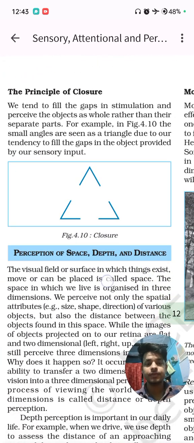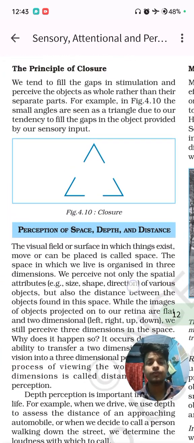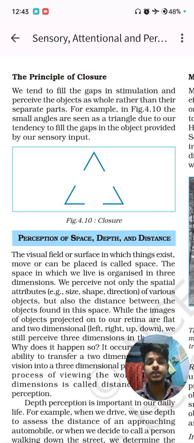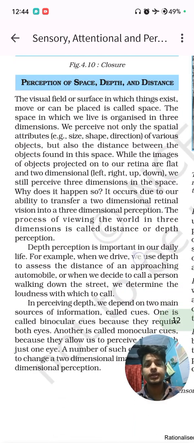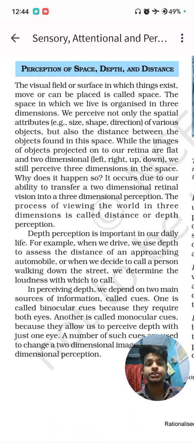The principle of closure. We tend to fill the gaps in the stimulus and perceive the object as a whole rather than as separate parts. For example, in figure 4.10, the small angles are seen as a triangle due to our tendency to fill gaps in the objects provided to our sensory organs.